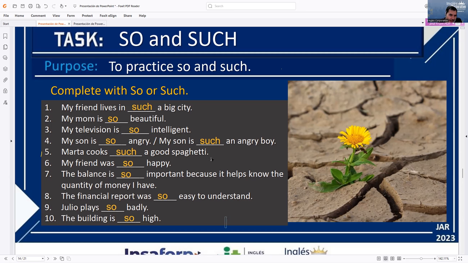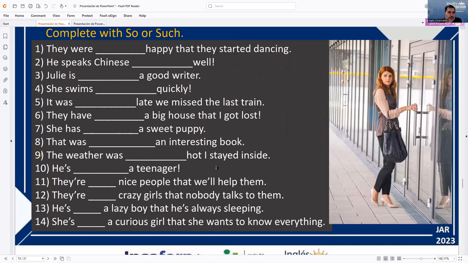Why do we use a good spaghetti and not only spaghetti? Because we're talking about something particular. The financial report was so easy to understand. Julio plays so badly. The building is so high. They were so happy. He speaks Chinese so well.